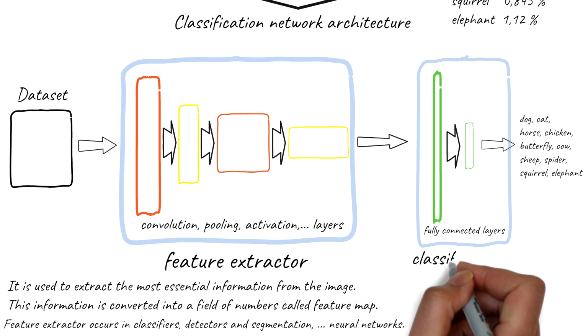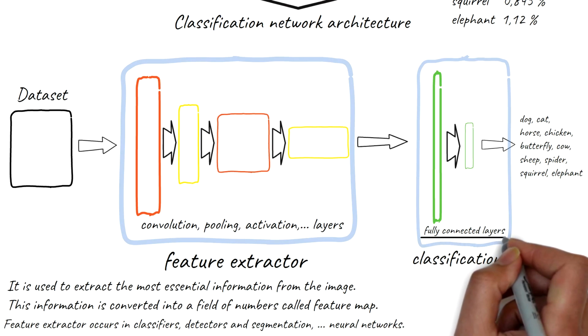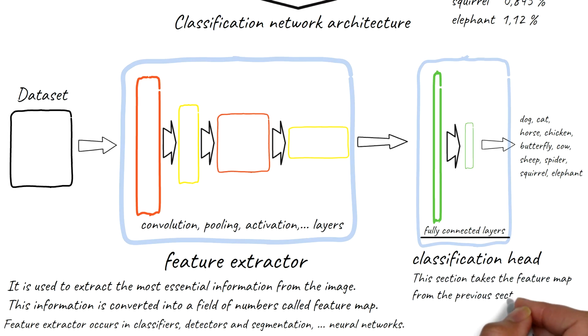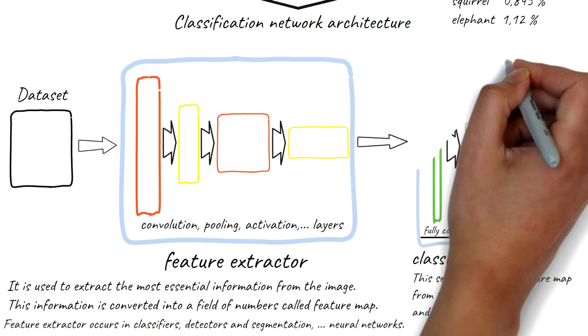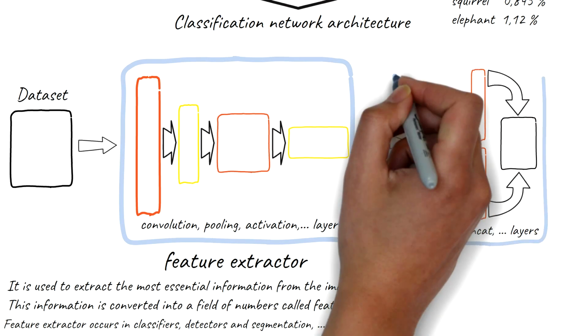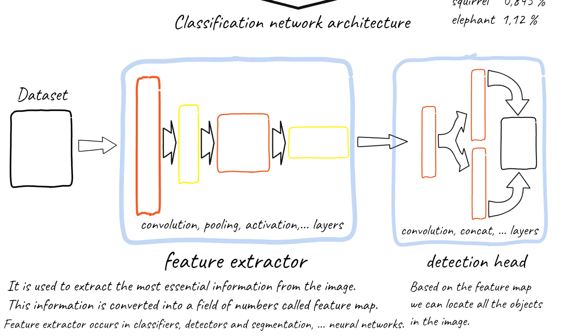The second part, the classification head, specific to the classifier, is most often composed of fully connected layers. This section takes the feature map from the previous section and classifies it. Now we will show what we would need to change to make this classification network a detector. All we have to do in network architecture is to replace the classification with a detection head. This head can locate all the objects we specify in the image based on the feature map. But only in the next video, where we will focus on detectors.